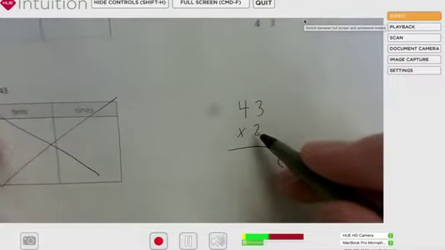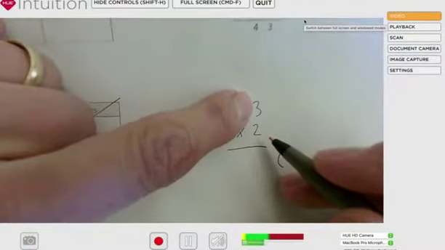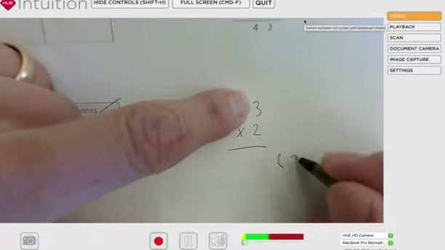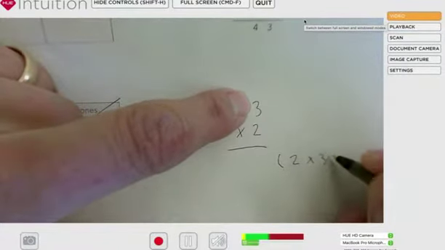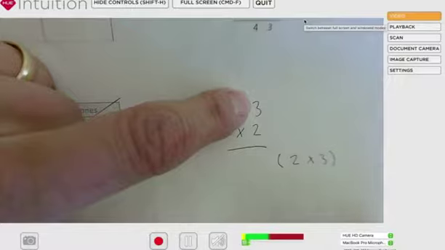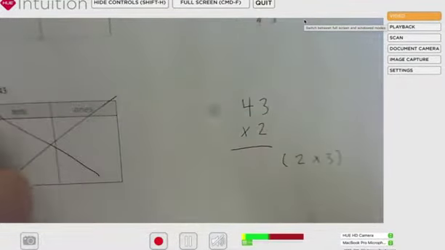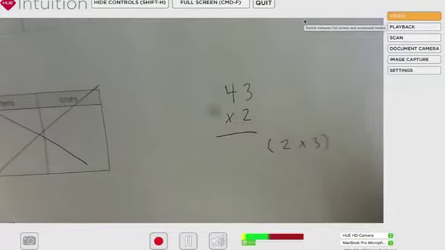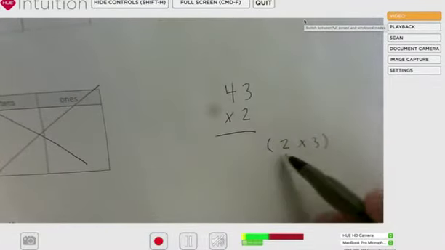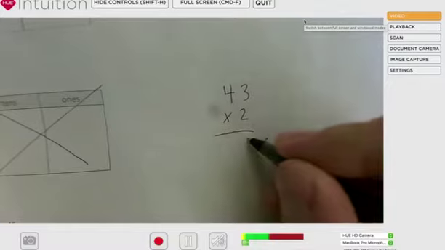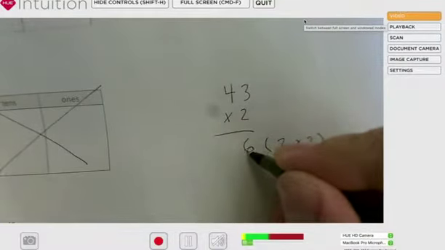So the first thing we're going to do is pretend like that 4 isn't even there and do 2 times 3. Mr. Brown, do I have to write the parentheses to the side? Yes, you do. At this point, it's very important that we know exactly what step we're doing when. So I want you to write 2 times 3. Again, pause the video as many times as you wish.